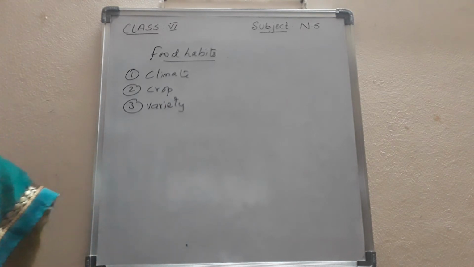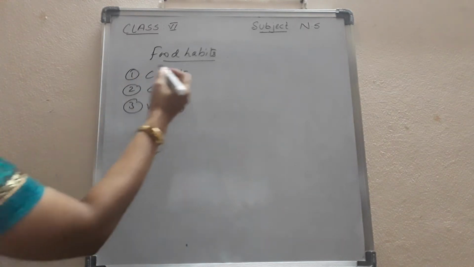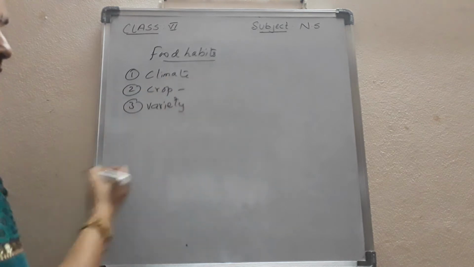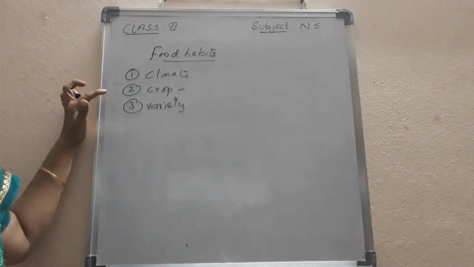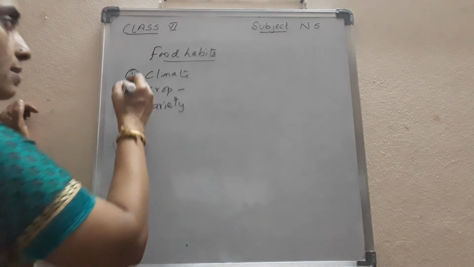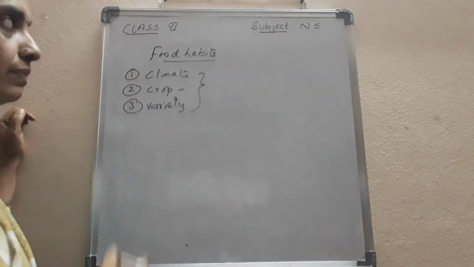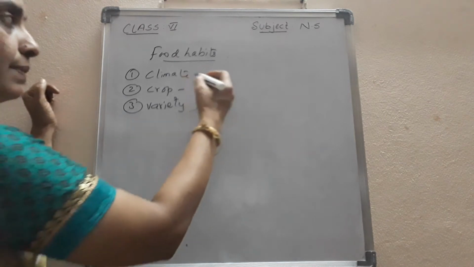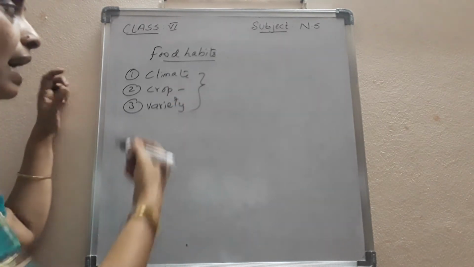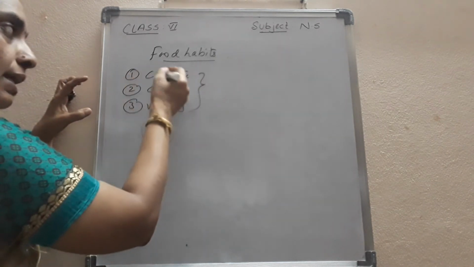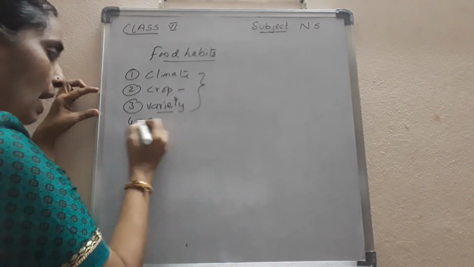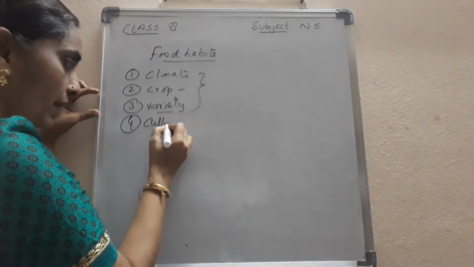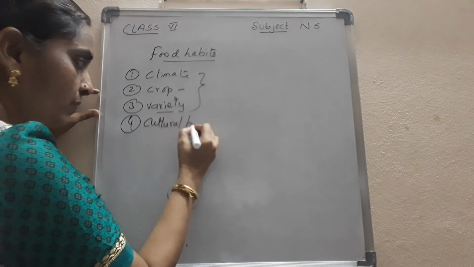So you eat more rice, and depending upon the staple crop that is grown in a particular area, you prefer to eat such items. So this is the main theme from which food habits are developed. Habits are developed through the climate, crop and need of variety. And also cultural habits play a major role in developing food habits.